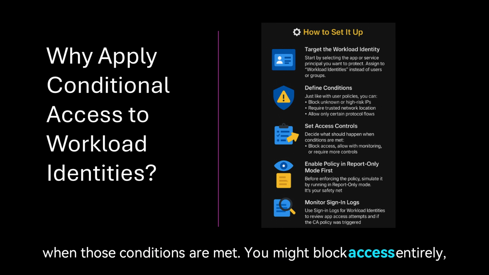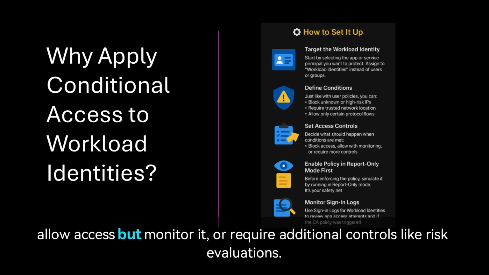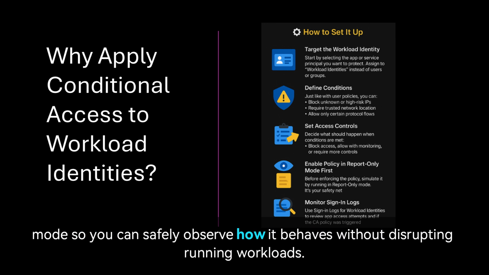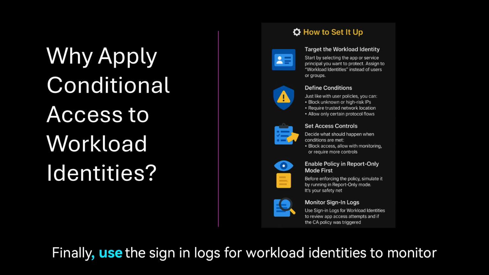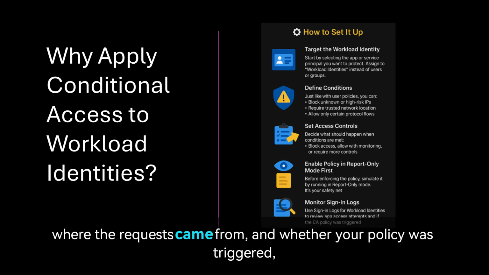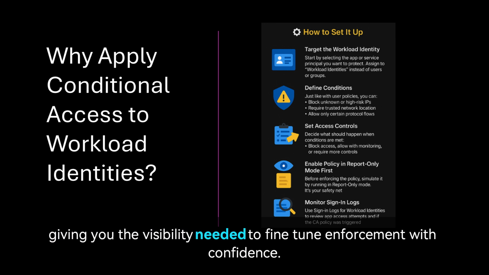You might block access entirely, allow access but monitor it, or require additional controls like risk evaluations. Don't forget to test your setup by first enabling the policy in report-only mode, so you can safely observe how it behaves without disrupting running workloads. Finally, use the sign-in logs for workload identities to monitor which apps attempted access, where the requests came from, and whether your policy was triggered, giving you the visibility needed to fine-tune enforcement with confidence.